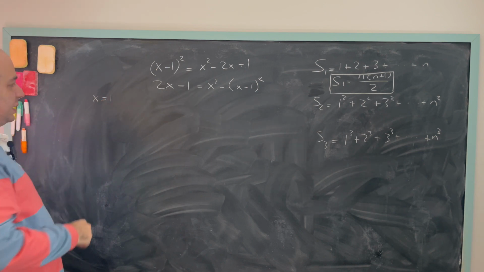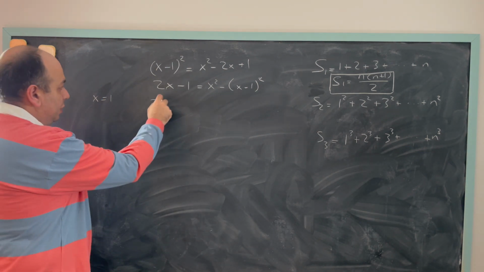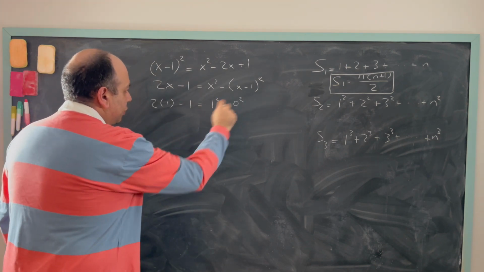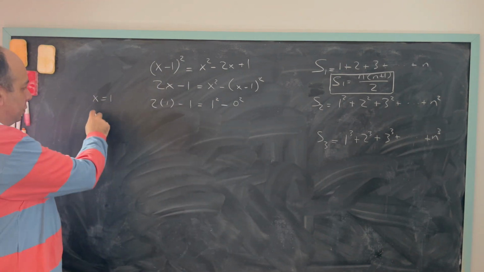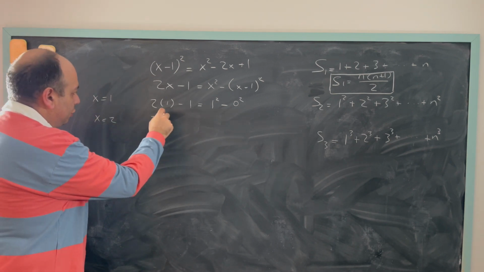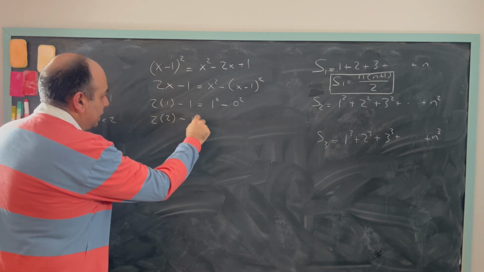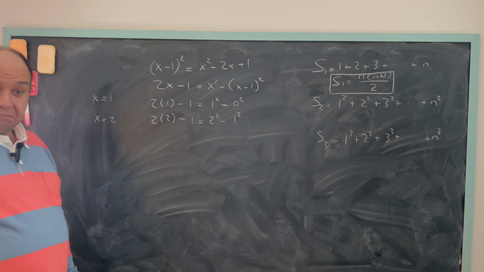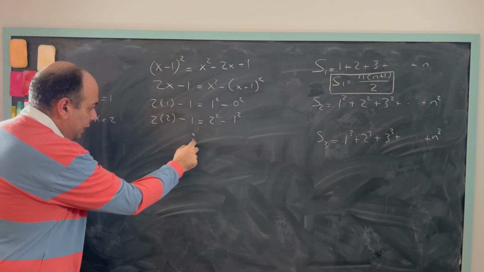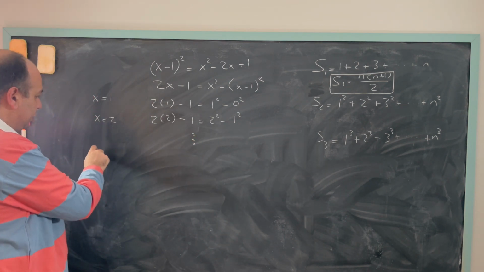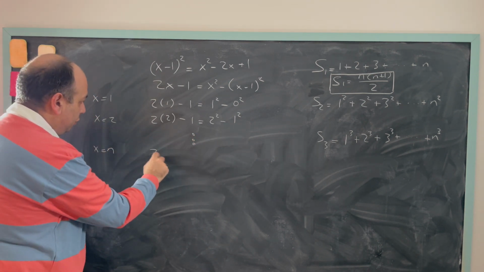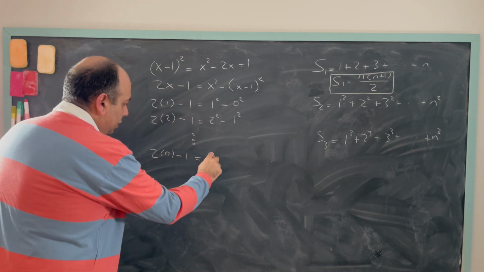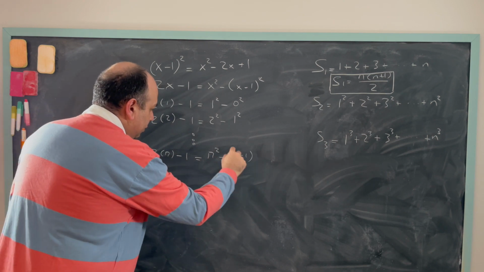Now I will put in numbers. If I set x equal to 1, what do I get here? 2 times 1 minus 1 is equal to 1 squared minus 0 squared. Then I'll put x equal to 2. So 2 times 2 minus 1 is equal to 2 squared minus 1 squared, right? Good. So I can continue like this, and I can put x equal to n. So 2 times n minus 1 is also equal to n squared minus (n minus 1) squared.